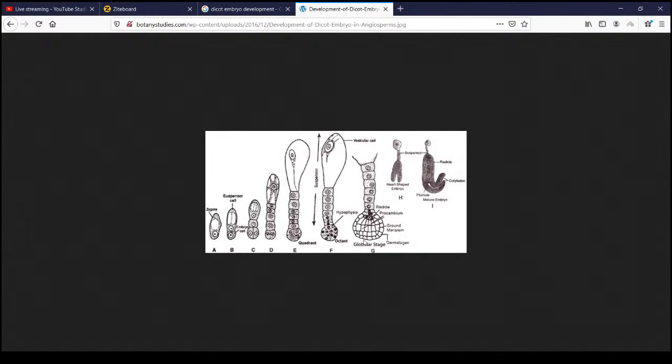Now the inner cells divide by longitudinal and transverse divisions, forming the peribelum beneath the dermatogen and the plerome in the central region. Now peribelum will do what? The cells of peribelum give rise to the cortex, while that of plerome forms the stele. Very important thing here. I'll write it down.